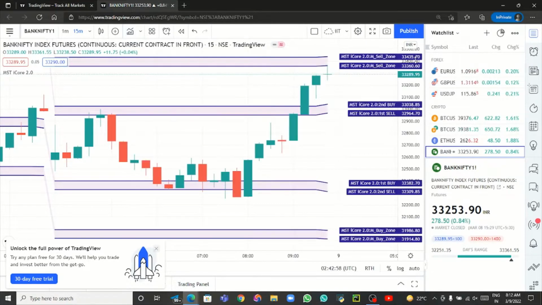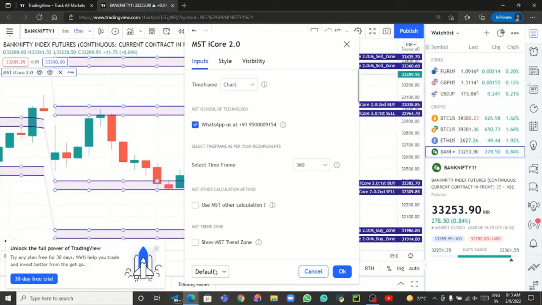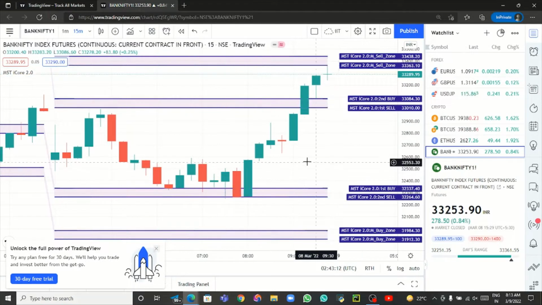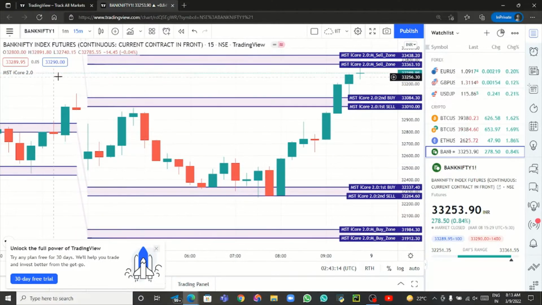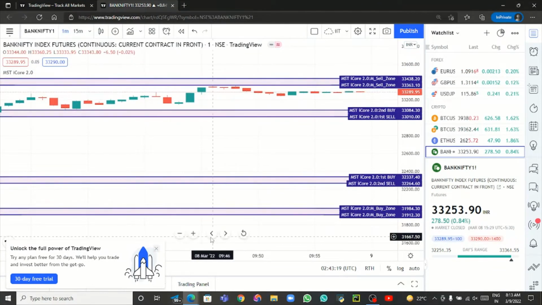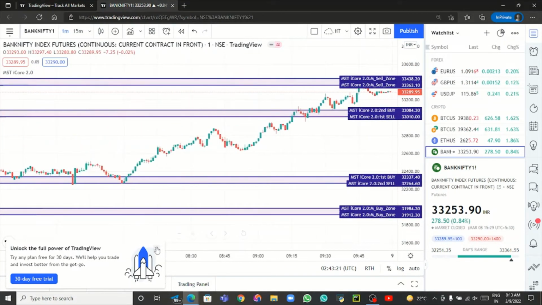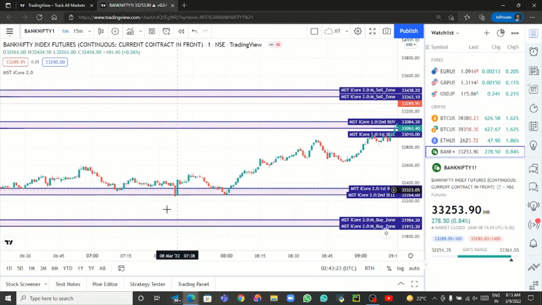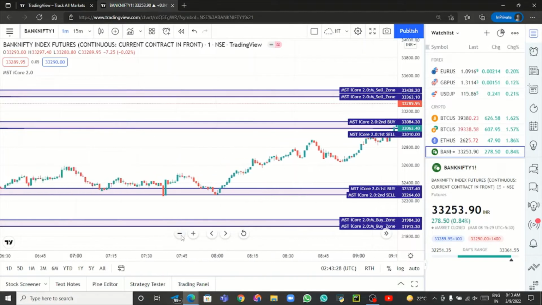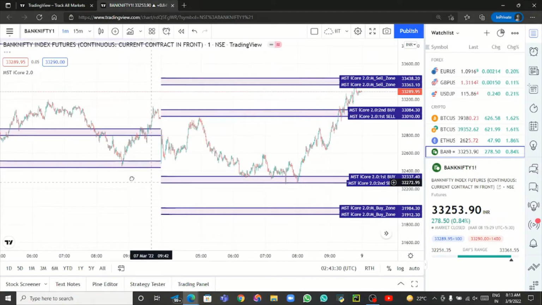So now basically we are trading using MST iCore 2.0. So I have added it. So now come to settings and reset to reset settings. So it will be in default mode, right? So now what happened? You can keep in 1 minute time frame or 15 minutes time frame or 3 minutes, 5 minutes, whichever you want. But we are trading using 1 minute. But all the values will be the same. The entry and exit will be the same.